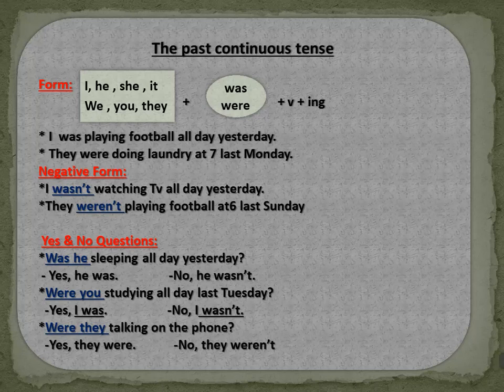Negative form, we put not to was or were. I wasn't watching TV. They weren't playing football at 6 last Sunday. Yes, no question. We start with was or were. Excellent. Was he sleeping all day yesterday? Yes, he was. Or no, he wasn't.